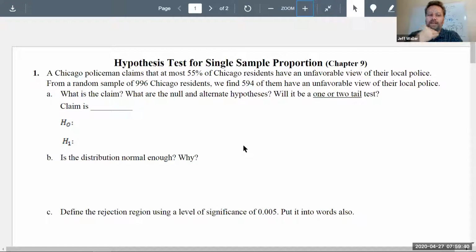So what is the claim? Can somebody type that out or tell me? What's the claim in Mathish? Well, in English, what's the claim? It's that the policeman claims that at most 55% have an unfavorable view of their local police. What does that look like in Mathish? The population percentage.